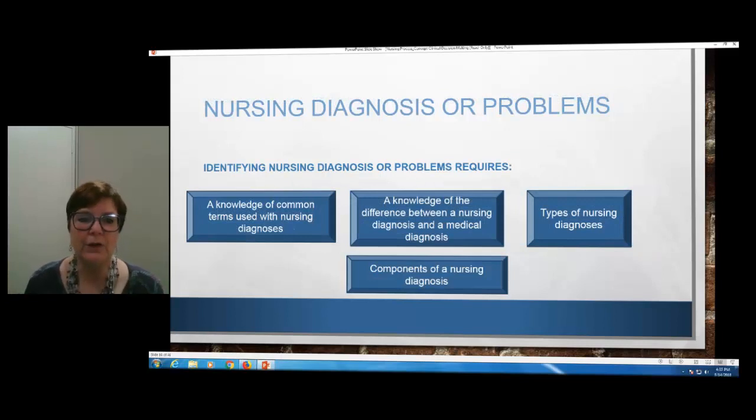So identifying a nursing diagnosis or a problem requires a knowledge of the common terms used with the nursing diagnoses, a knowledge of the difference between a nursing diagnosis and a medical diagnosis, and knowing the different types of nursing diagnoses. Also, you've got to know the components of a nursing diagnosis, which we're going to be discussing all of those parts and pieces in just a few minutes.